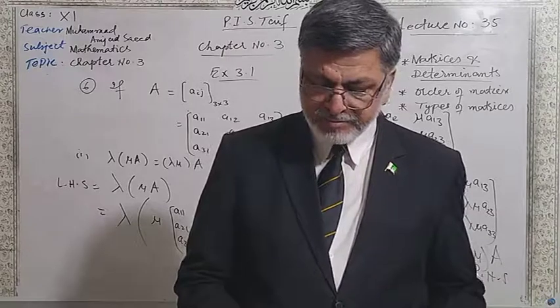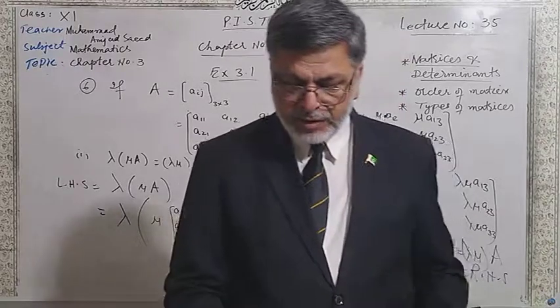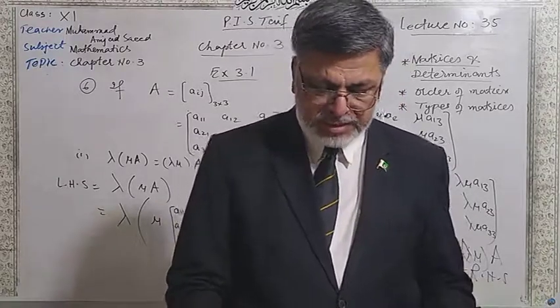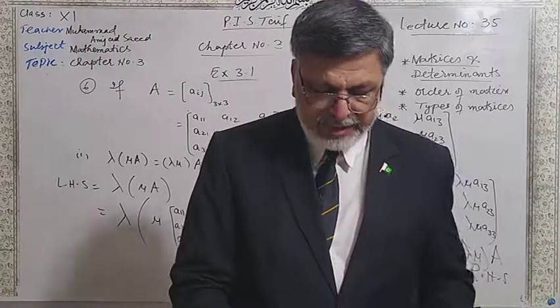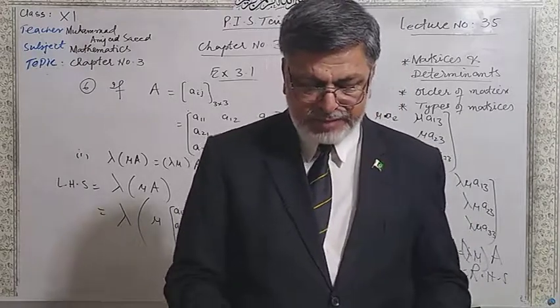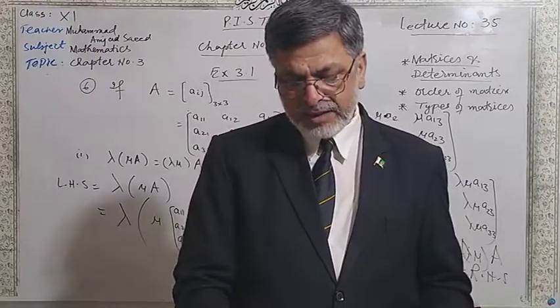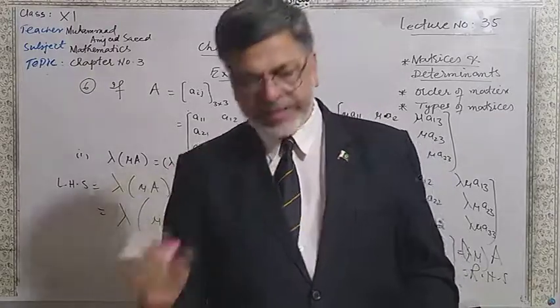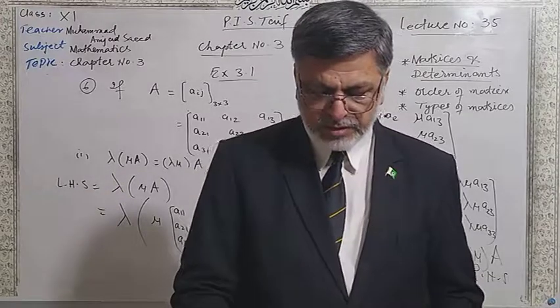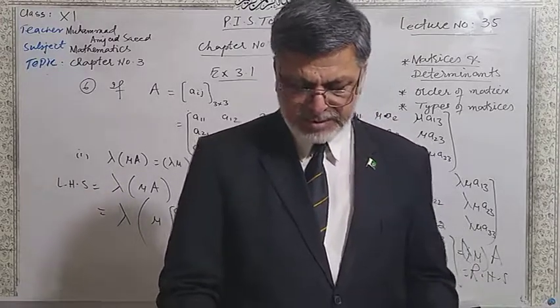After that, I hope that you can do the other parts. Similarly, in question number 7, you have Aij 2 by 3, Bij 2 by 3. 2 by 3 means 2 rows, 3 columns.